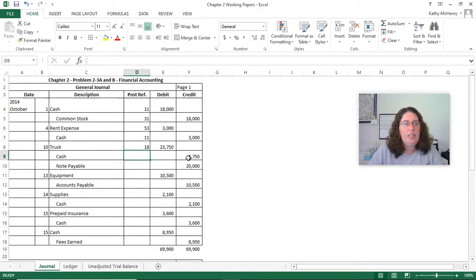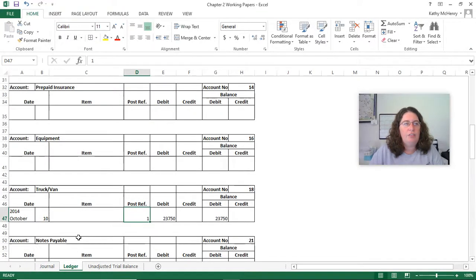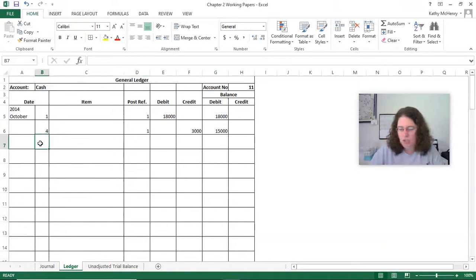Here on the 10th, I had a credit of cash of 37.50, so I'm going back to cash. It was the 10th. It was 37.50. This one's going to equal 15,000 minus 37.50. Again, I'm having Excel do the math for me. You are more than welcome to do that using a calculator or in your head, whatever works best for you.